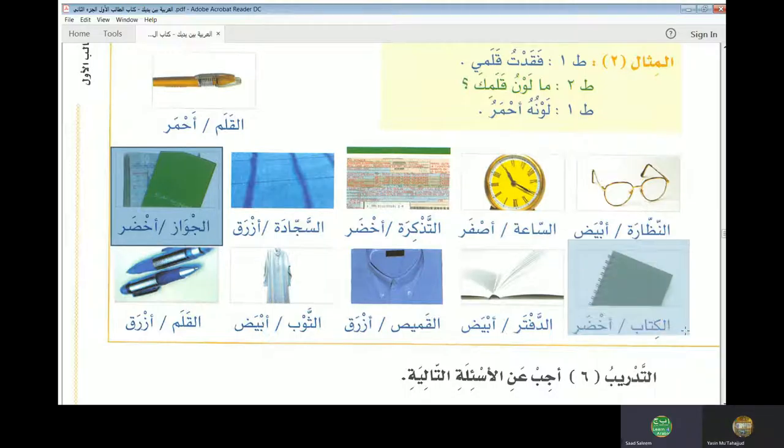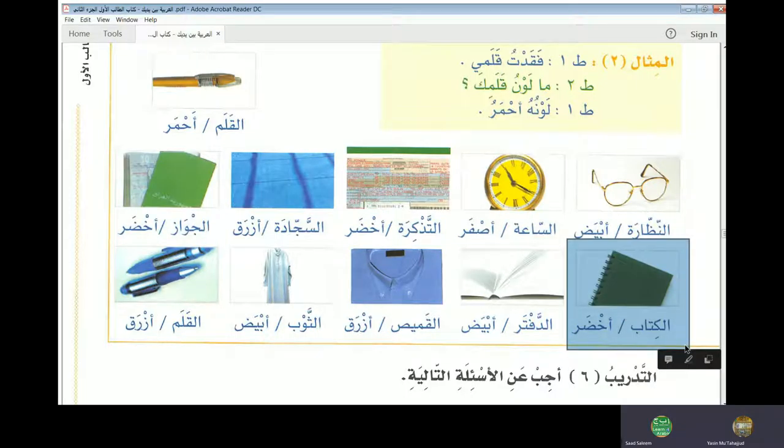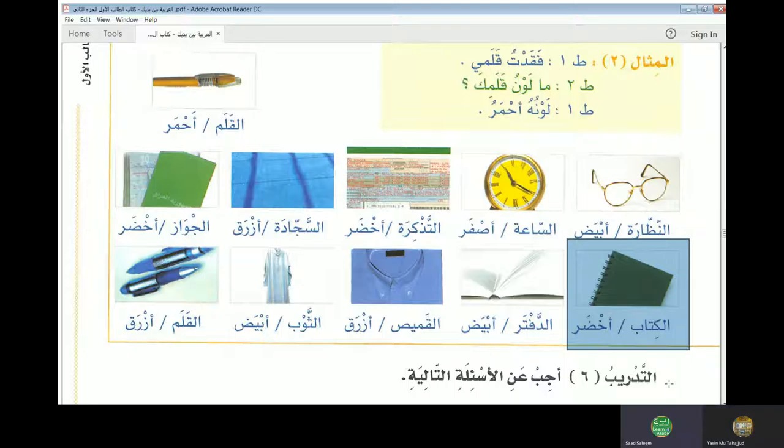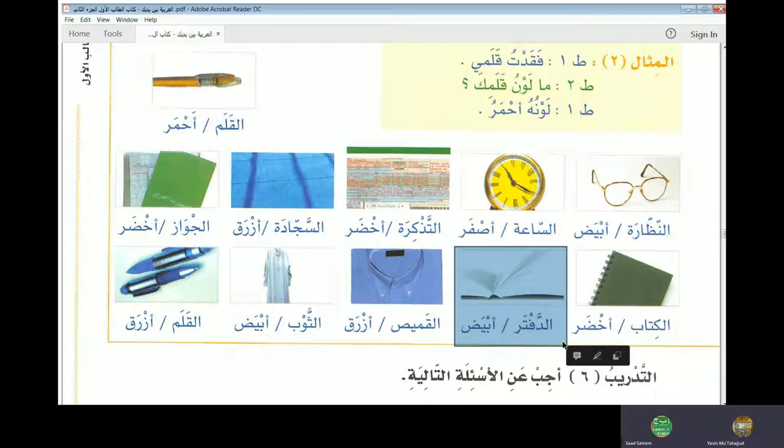Next. فقدت, right. فقدت, yes. فقدت كتابي. ما لون كتابك؟ لونه أخضر. اوكي، فقدت دفتري. ما لون دفترك؟ لونه أبيض.